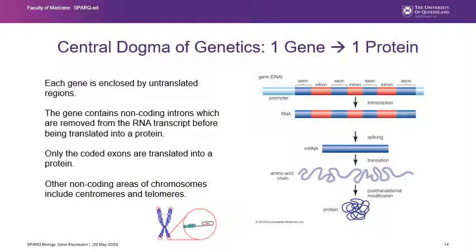Before we get to the detail of transcription and translation, let's just look quickly at the structure of genes and the different sections of DNA and what's actually coded and what's not coded. Each gene is enclosed or bookended by untranslated regions. Untranslated means those sections of DNA do not give instructions for the protein. So they're just DNA, they're for other purposes. The gene contains the non-coding introns, which are removed from the RNA copy before being translated into a protein.